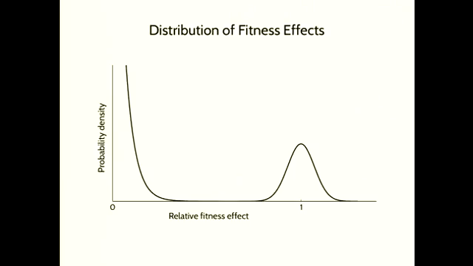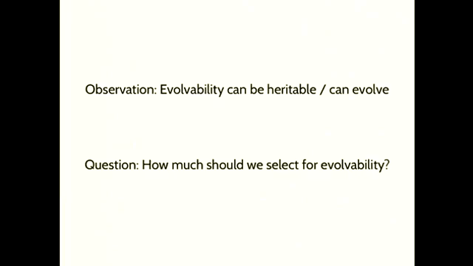Evolvability is often defined or quantified in terms of this distribution of fitness effects of a mutation. So this axis is the relative fitness effect of a mutation, 1 meaning neutral, nothing happened, 0 meaning lethal, you're dead. This is just an example probability distribution where most mutations are lethal and there's a bump around neutrality. So one proposed measure of evolvability is just the probability of a beneficial mutation, so this area here, and another proposed measure is the variance or standard deviation of this bump.